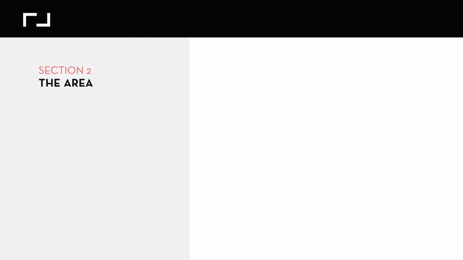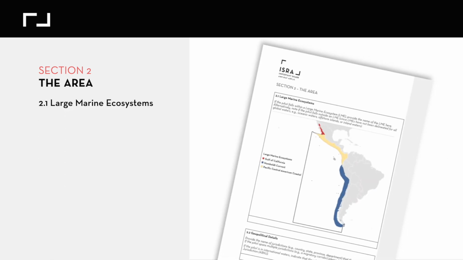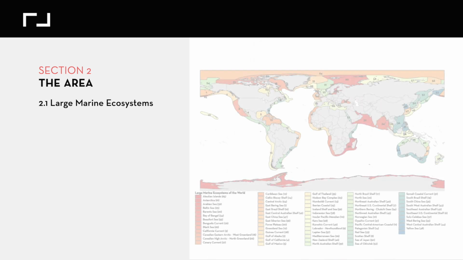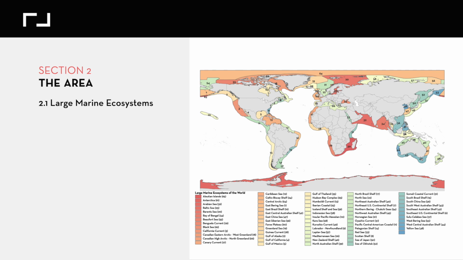Section 2 provides a description of the area being proposed. Section 2.1 asks for the large marine ecosystems, or LMEs, that the preliminary area of interest falls in. A map of the regional LMEs is provided alongside this question for easy reference. Alternatively, since LMEs have not been delineated from all global waters, note if the preliminary area of interest falls outside LMEs.